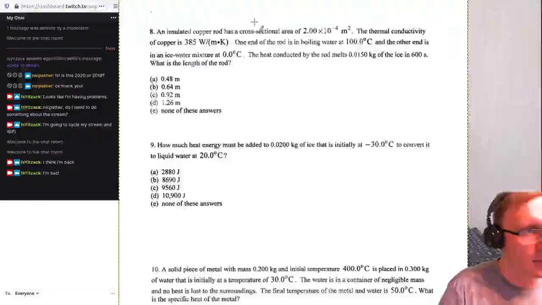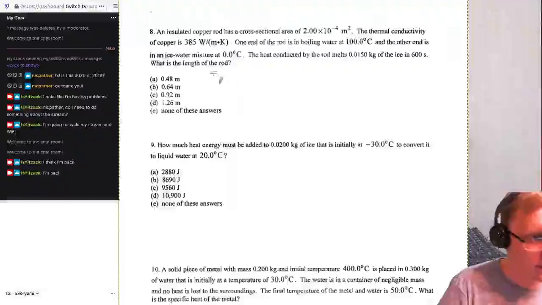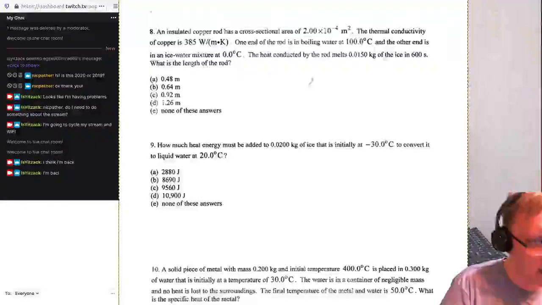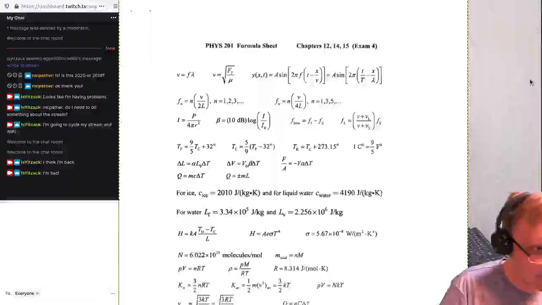An insulated copper rod has a cross-sectional area of this much and a thermal conductivity of that much. One end of the rod is in boiling water, and the other end is in ice water. Heat conducted through the rod melts this much ice in this much time. What is the length of the rod? All right. I don't remember what the symbols are. Where do you go? H, okay.